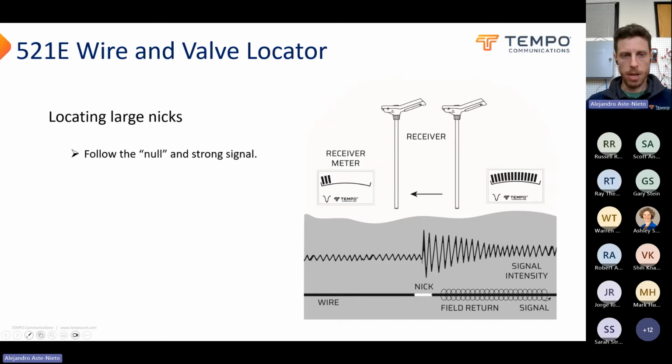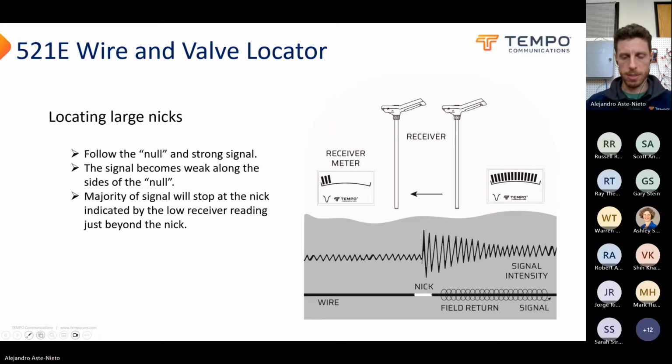So yeah, follow that null until that hotspot, and then once you pass that hotspot, the signal will get a little bit weaker as signal has left the wire into the dirt there. Some of it will continue on, but it'll be a little bit weaker. The bigger the nick, the more that effect will happen, the more there's a drop off in signal.